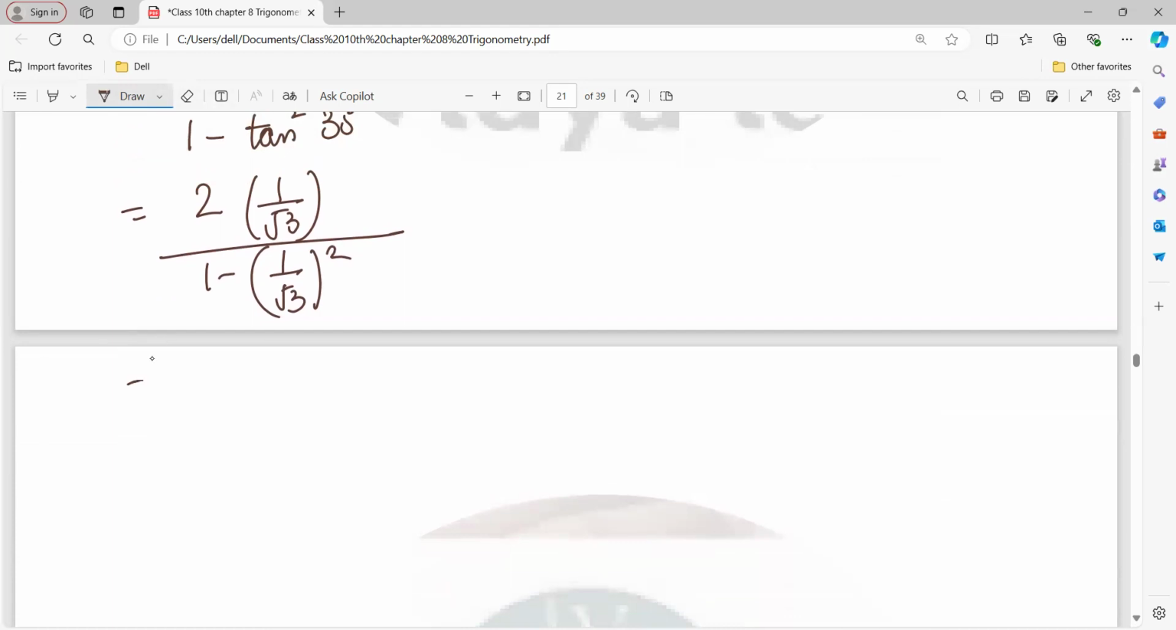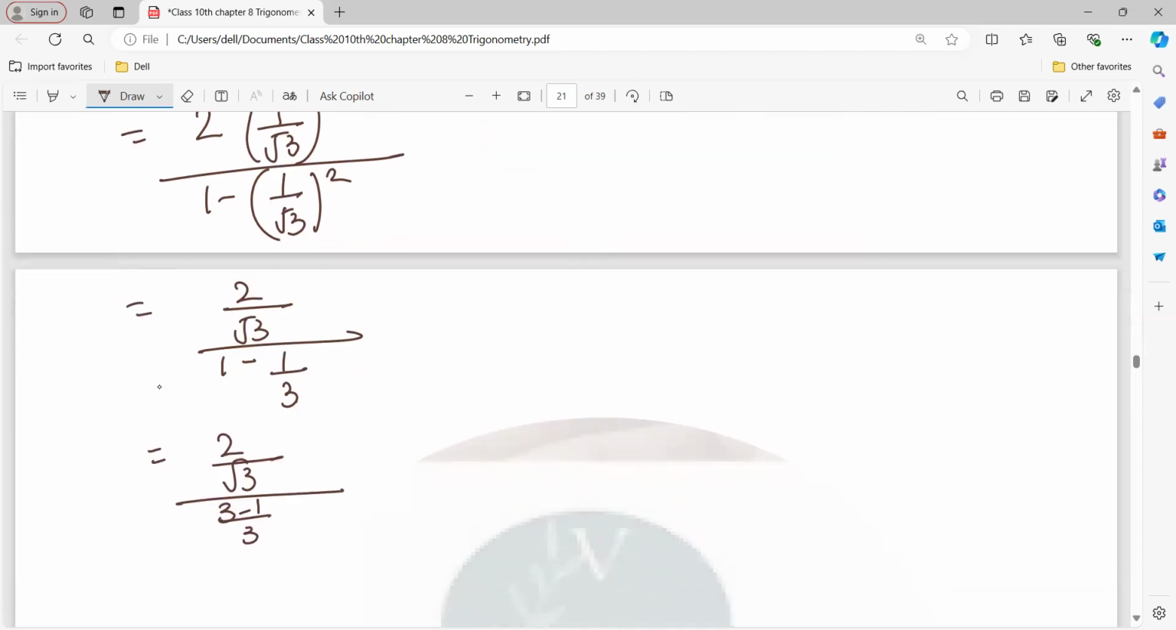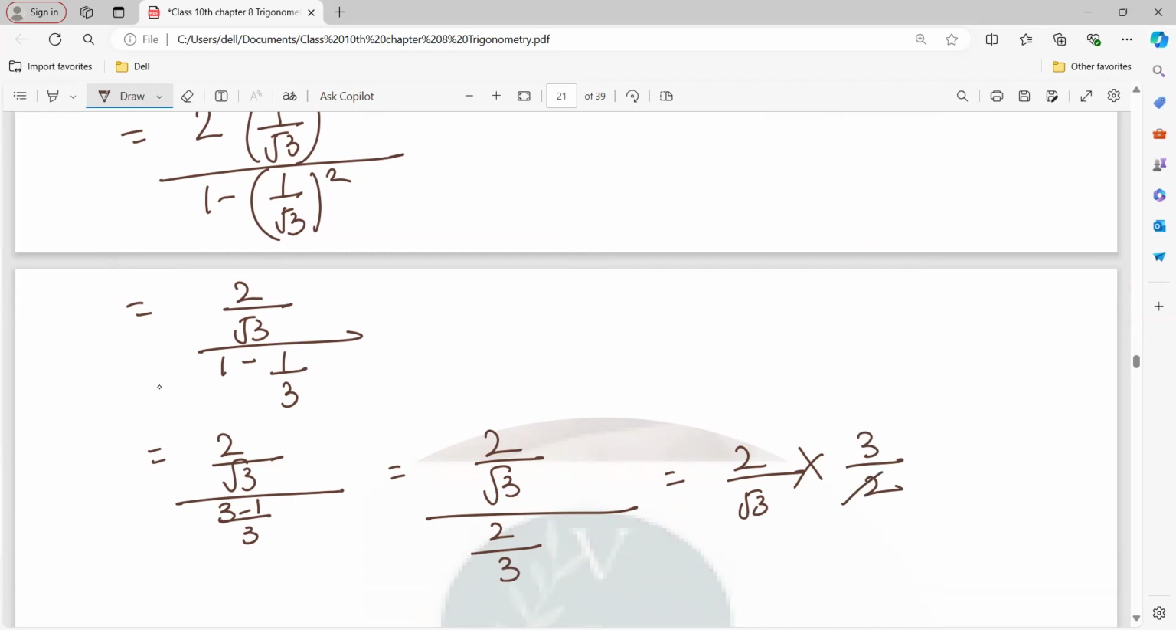So 2 times 1 by root 3 is 2 upon root 3, upon 1 minus 1 upon root 3 is 1 upon 3. Right. Now solving this expression, we'll get 2 upon root 3 upon 3 minus 1 upon 3, which is equal to 2 upon root 3 divided by 2 upon 3. And if I take the reciprocal of the denominator to convert into multiplication, we'll get 2 and 2 cancelled out and we'll get 3 upon root 3.